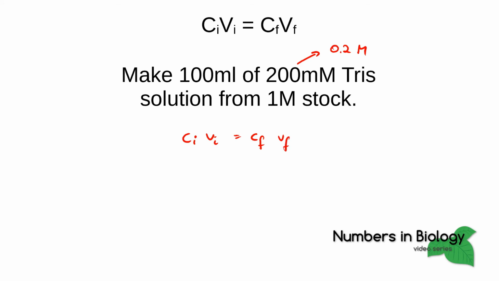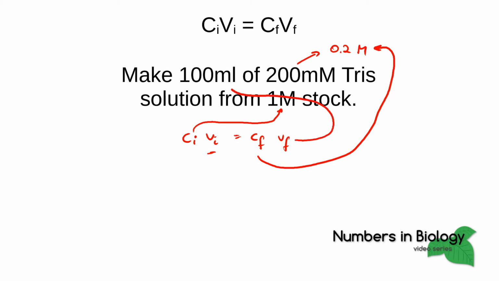So now CI is equal to 1 molar. We don't know the VI, that's what we'll be solving for. CF is equal to 0.2 molar, so the units are the same. And VF is going to be 100 milliliters. So we'll plug these numbers in. So we get 1 molar times VI is equal to 0.2 molar times 100 milliliters.